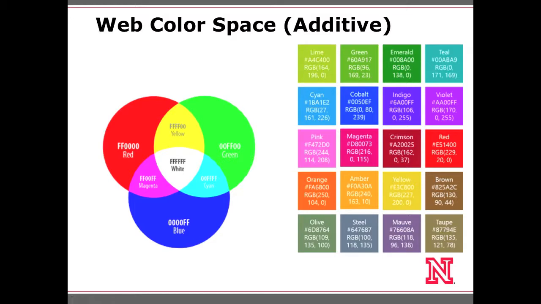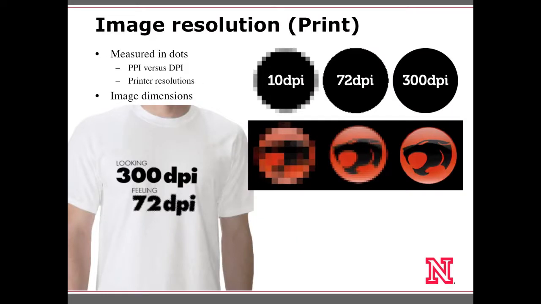When dealing with resolution for print, you typically want to make sure you're working in dots per inch, DPI, as opposed to PPI, which we'll talk about. PPI stands for pixels per inch, and DPI stands for dots per inch. And obviously, the lower the DPI, the lower the resolution of your image. The higher the DPI, the higher the resolution, the cleaner the image, and the more detail the image is going to have.